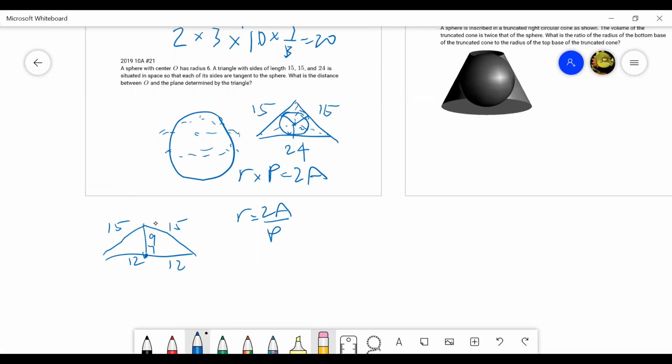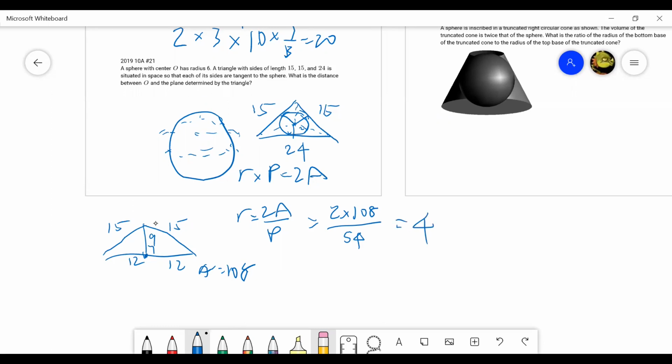So then the area is just going to be 9 times 24 divided by 2, or 9 times 12, or 108. So area here is 108. And the perimeter is just going to be 54, because 15 plus 15 plus 24 is equal to 54. And so the radius is 4.